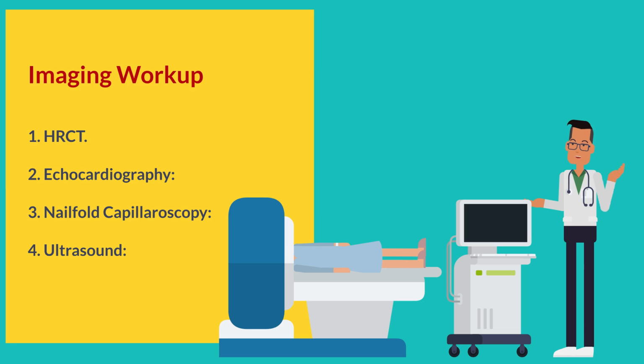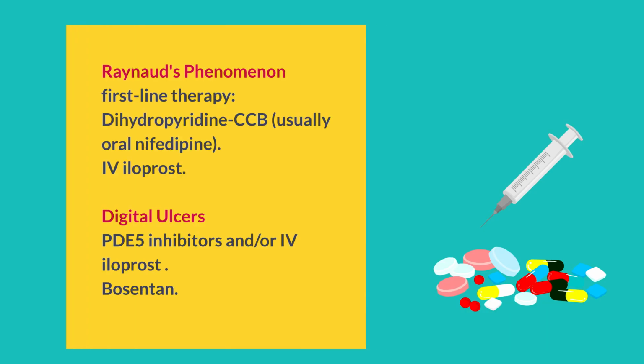4. Ultrasound may be used for assessing organ involvement, particularly the kidneys. Treatment. 1. Raynaud's phenomenon. Dihydropyridine-type calcium antagonists, usually oral nifedipine, should be used as first-line therapy. Intravenous iloprost should be considered for severe cases following failure of oral therapy.